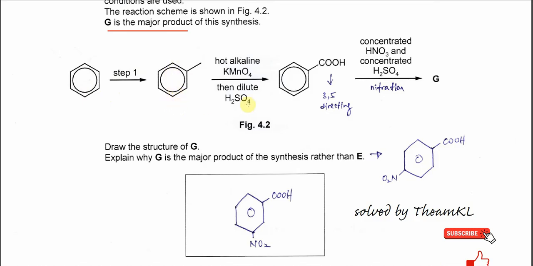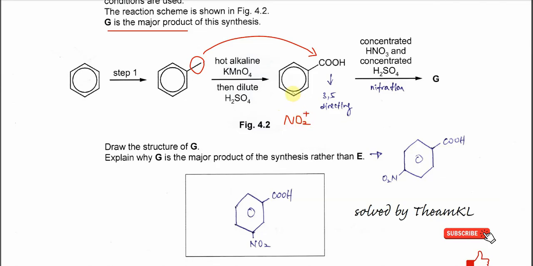Then after that, in this step 2, the student used the hot alkaline KMnO4, then the dilute H2SO4. So this methylbenzene will oxidize to form the benzoic acid. And after that, this benzoic acid will undergo nitration. You see that? This one, nitration. So this one will react with the nitronium ion just now.